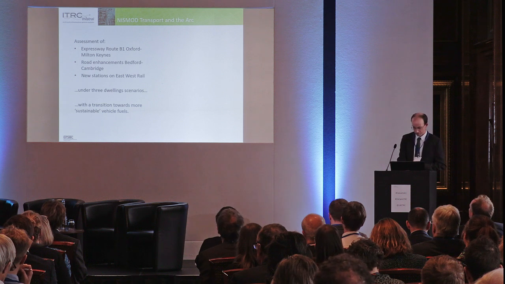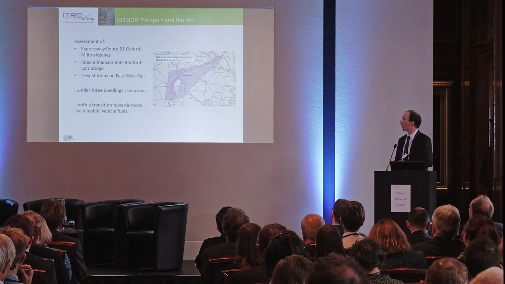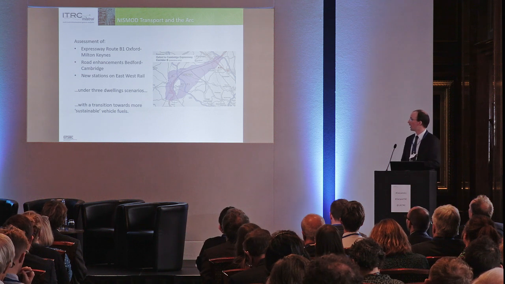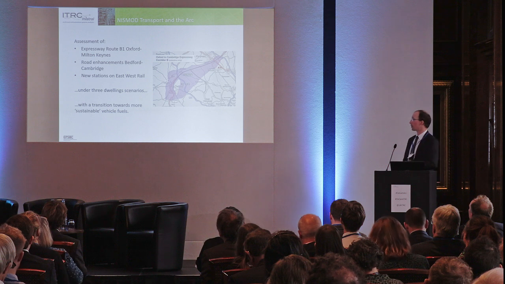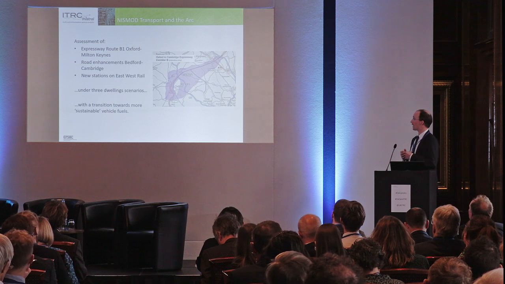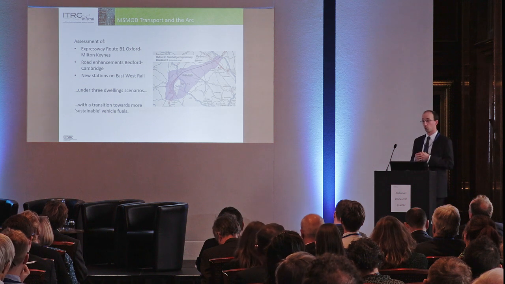So in terms of how we've applied this to the ARC, we've assessed basically three things. First of all, expressway route B1 from Oxford to Milton Keynes. You may be aware there's a number of potential corridors that this road could take. We have chosen to focus on one of those, and we've made some assumptions about how exactly that would connect into the national network. Those are just assumptions, and actually the precise locations of where the connectivity between the new road and the existing road occurs does have quite an impact on the results you get out. So this is just an illustrative example.